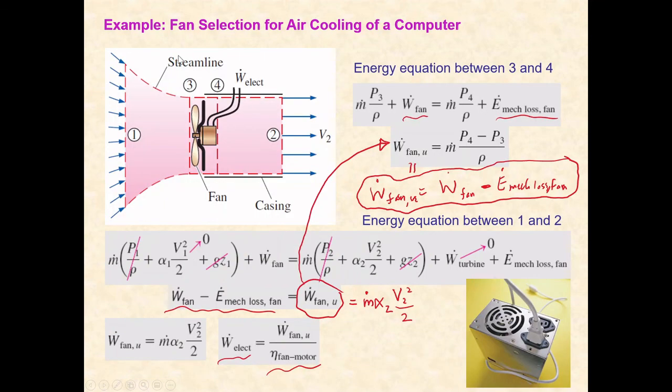Alright, here this example shows fan selection for air cooling of a computer. We can compare point 3 and 4, and also compare point 1 and 2. So let us start with comparing point 3 and 4. This fan spins and forces the air to move through a casing. Okay, in this energy equation, you see that the elevation has already cancelled out because it's the same elevation.